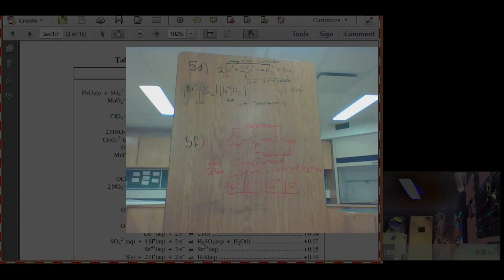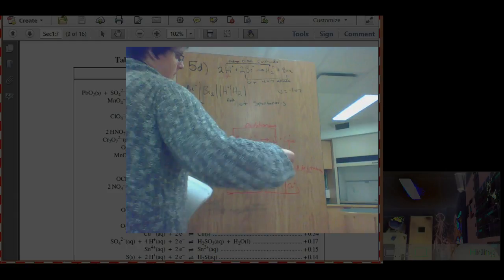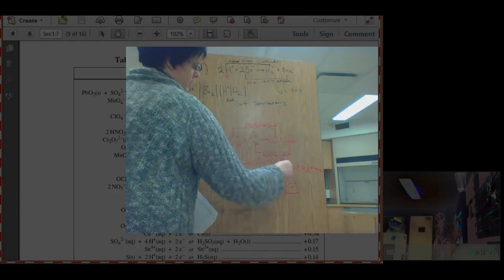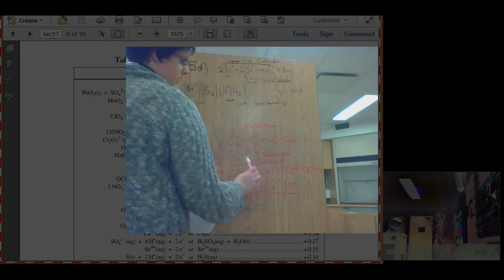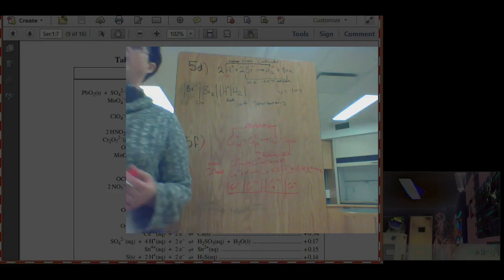So not quite the correct voltage over here, because it's Cu2 positive to Cu. However, you're still showing your logic here.